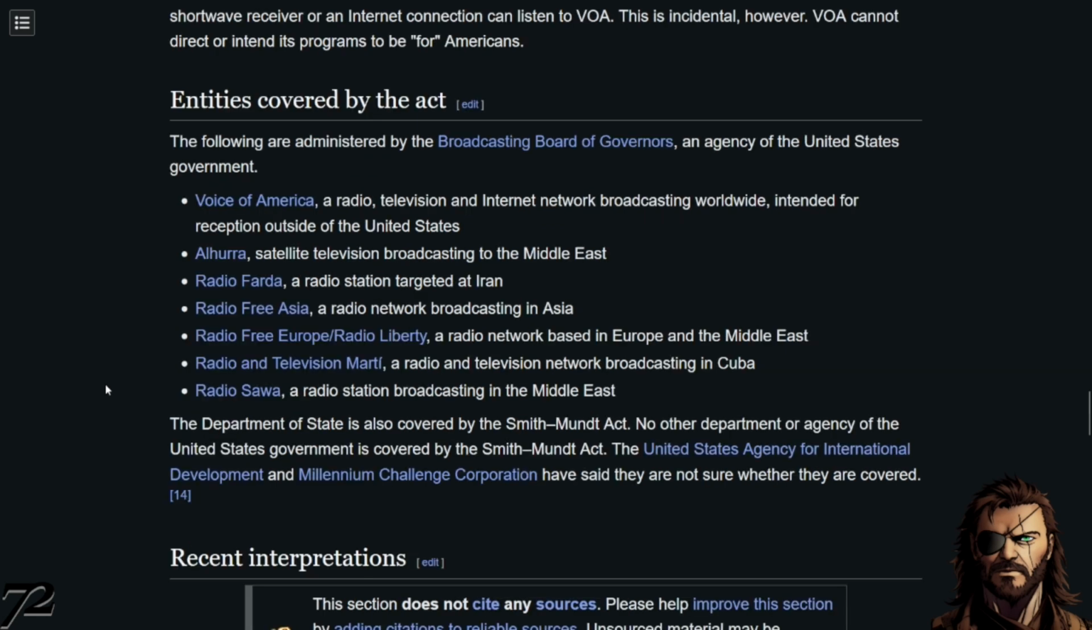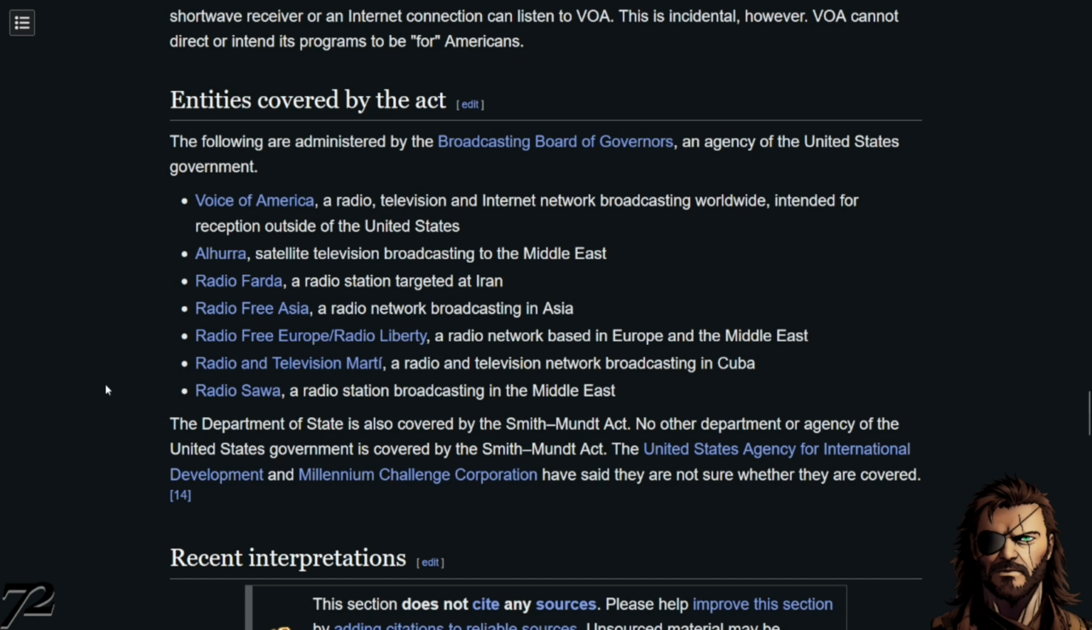Entities covered by the Act. The following are administered by the Broadcasting Board of Governors, an agency of the United States government. Voice of America, a radio, television, and internet network broadcasting worldwide, intended for reception outside of the United States. Alhurra, satellite television broadcasting in the Middle East. Radio Farda, a radio station targeted at Iran. Radio Free Asia, a radio network broadcasting in Asia. Radio Free Europe, Radio Liberty, a radio network based in Europe and the Middle East. Radio and Television Marti, a radio and television network broadcasting in Cuba. Radio Sawa, a radio station broadcasting in the Middle East.